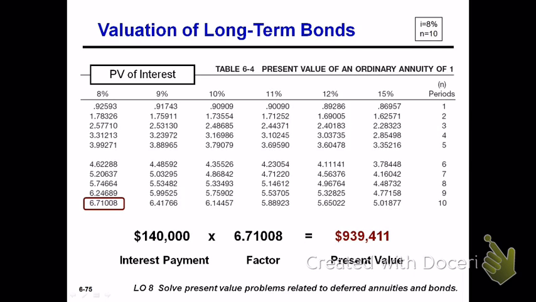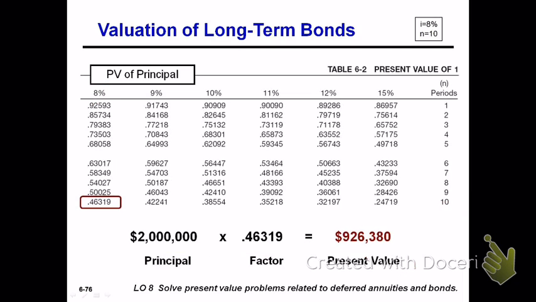So when we do this calculation, the first step is calculate the present value of the annuities. We're going to say it's an ordinary annuity because bonds pay at the end of the first year. So it's $140,000. We've got an 8% rate of interest and 10 years, so we get our factor. So the present value of the interest payments alone is $939,411.